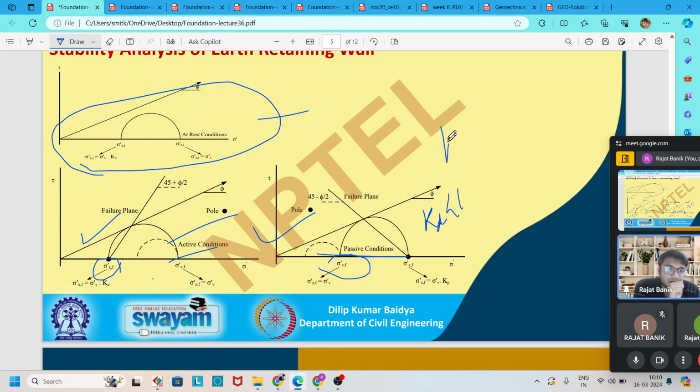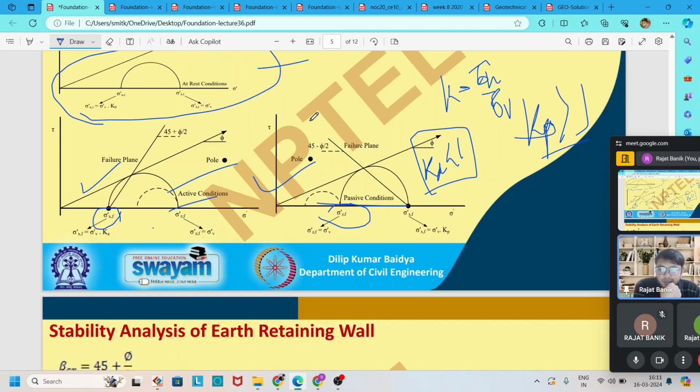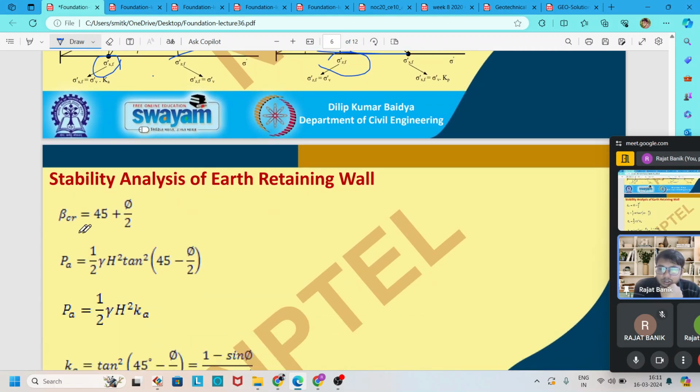So by this we can conclude that in active earth pressure, the coefficient Ka is less than 1, because we know that the earth pressure coefficient is equal to sigma h, that is the horizontal earth pressure, divided by the vertical earth pressure. So we can say that in the active case it is less than 1, and in the passive case, Kp, it is greater than 1.